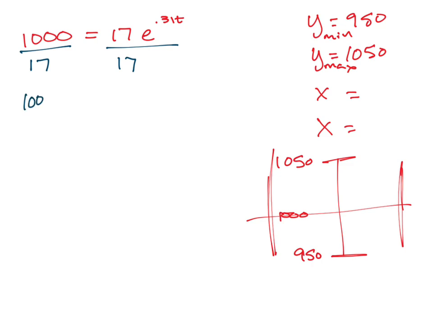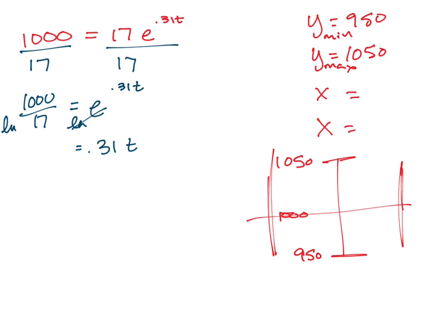Okay, so we've got 1,000 over 17 equals e to the 0.31 t. Y'all with me? So how do I get up in the exponential business? Natural log. Remember that natural log is the inverse of e. So we can natural log both sides, get rid of the e business, and bring that 0.31 t down to ground level. The natural log of e is 1, so if I natural log both sides, I'm done with that.